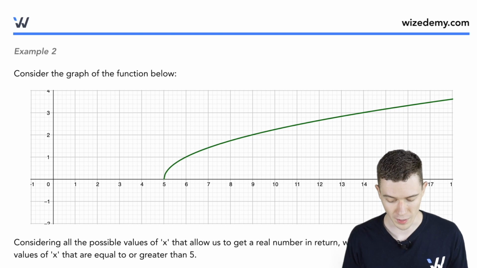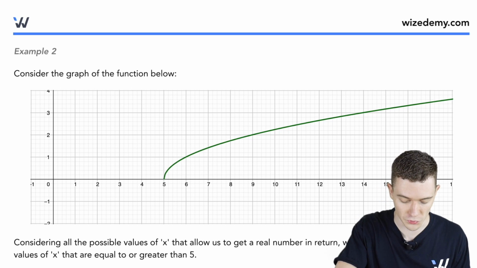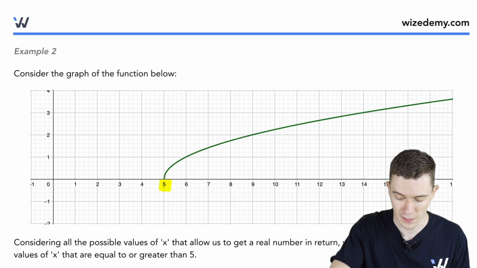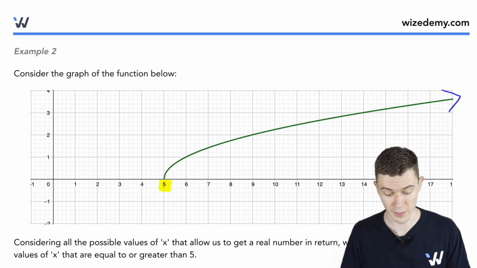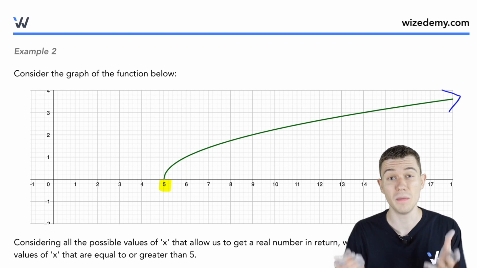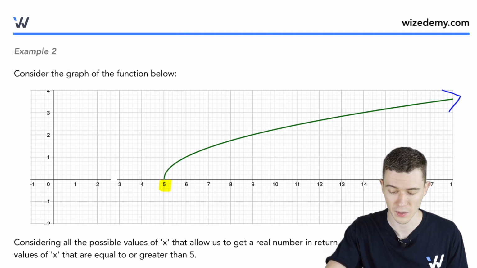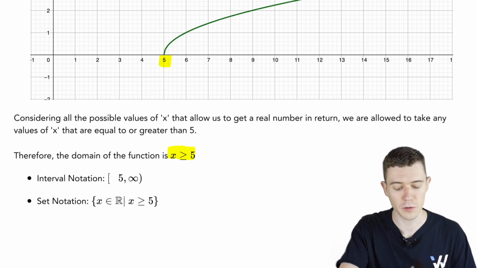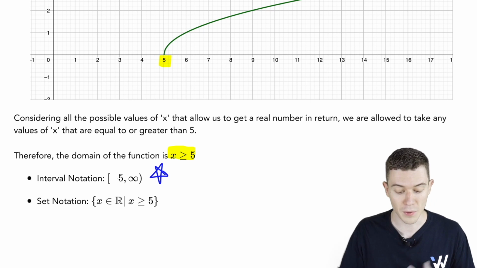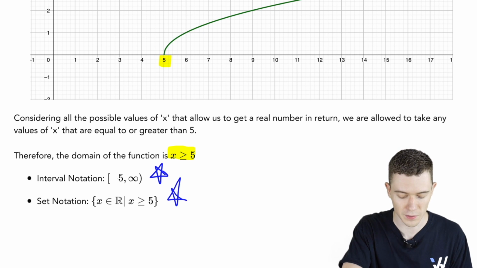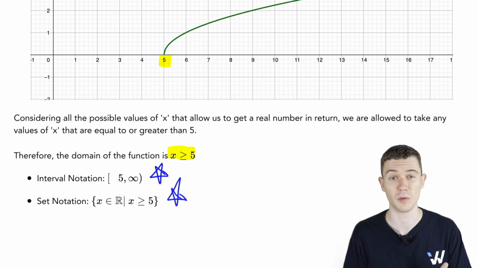Take a look at this graph. We see this function starts at x equals 5, and then continues on forever to the right, indicating that our domain for this should be x greater than or equal to 5. If you want, you can put this in interval notation, 5 in brackets, comma infinity, or set notation, x in the reals, given that x is greater than or equal to 5.